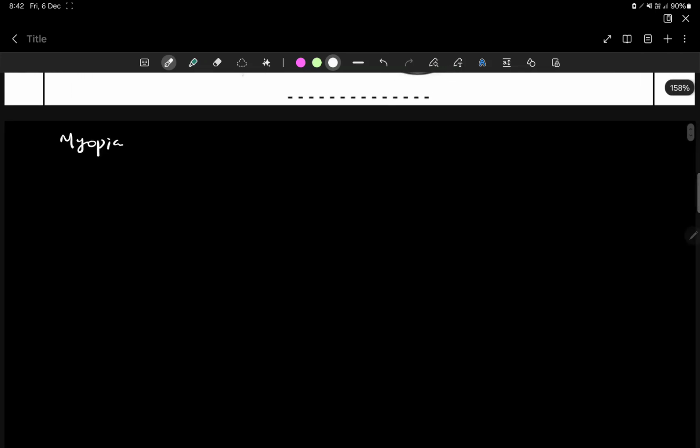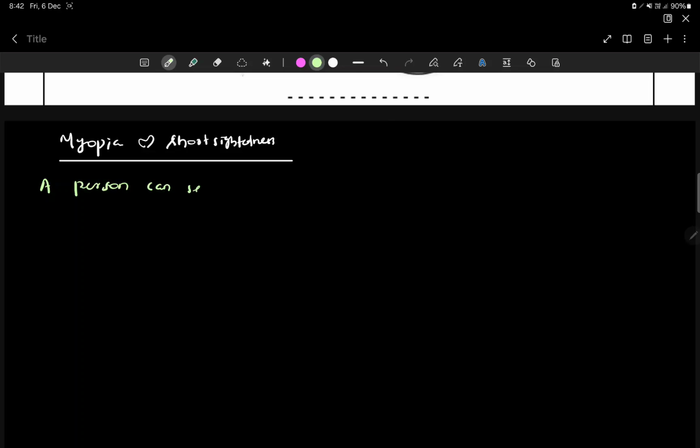First thing is myopia. Remember, myopia is otherwise termed as short-sightedness. In case of myopia, a person can see nearby objects clearly but cannot see far off objects.